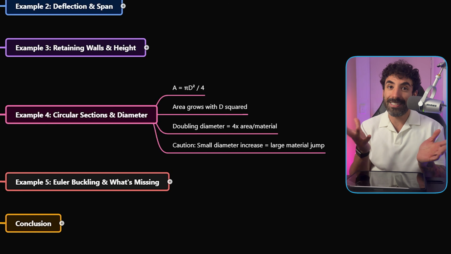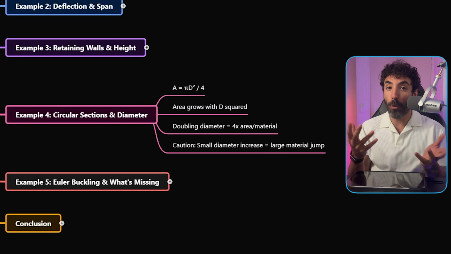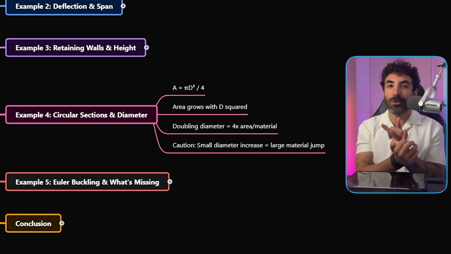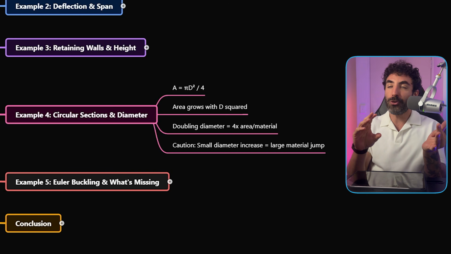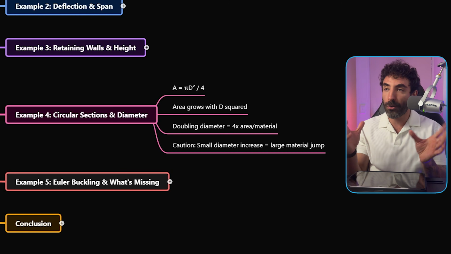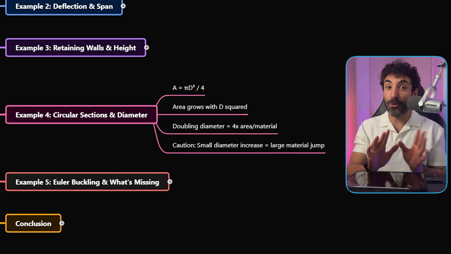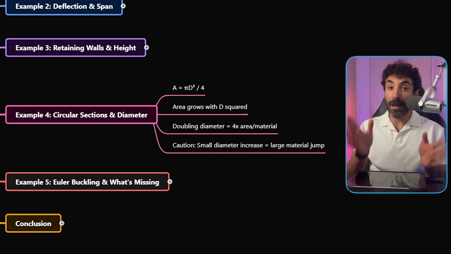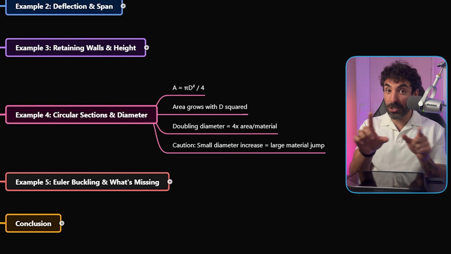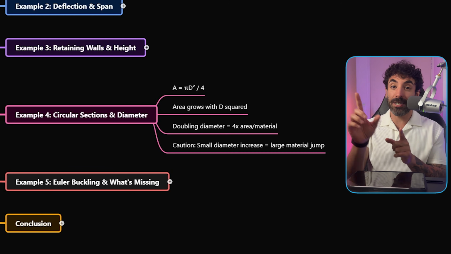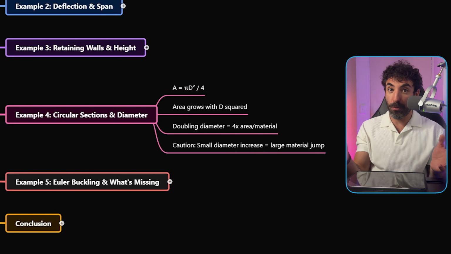Now, of course, making the diameter bigger can also help you structurally. You get more axial capacity, you get more stiffness, you get more bending capacity depending on the problem. So I'm not saying increasing the diameter is wrong. I'm saying the formula helps you see the trade-off because the diameter is not a gentle variable here. It ramps up material quickly, very quickly.